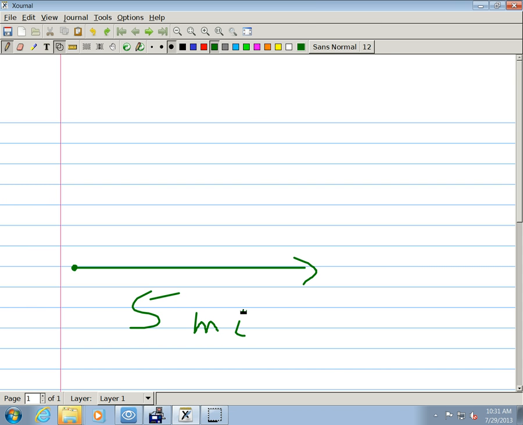Okay? So there's 5 miles. Then I decide to change direction and go northeast 3 miles. So let's say that's 3 miles. Okay. So what's my total displacement? How far did I walk? 8 miles, right? But what's my net displacement? How far did I get from my starting point? I'm not 8 miles away from where I started. I'm this far away. That is my net displacement vector. Okay?